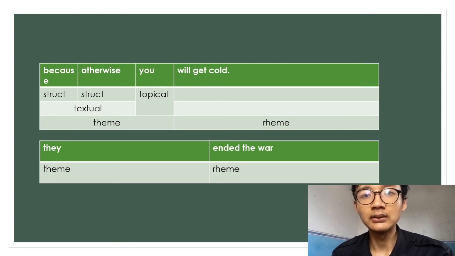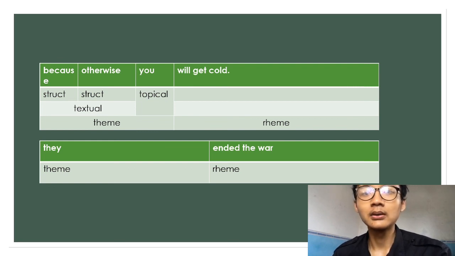I chose this sentence because I want to remind you that it is possible to have two structurals in a sentence. "Because" and "otherwise" are identified as structural, they are included in textual, "you" as topical, and of course they are seen as a theme. The last example is "They will get cold."